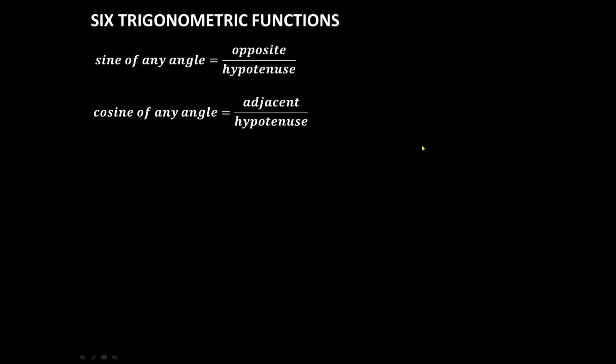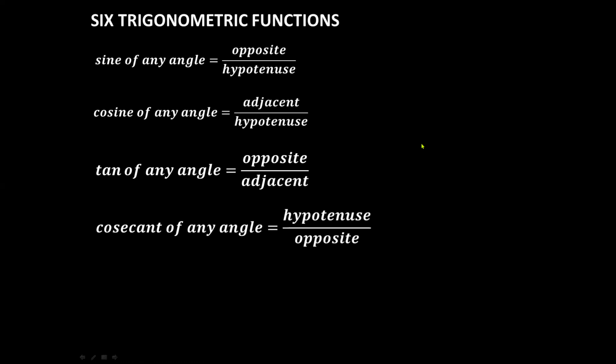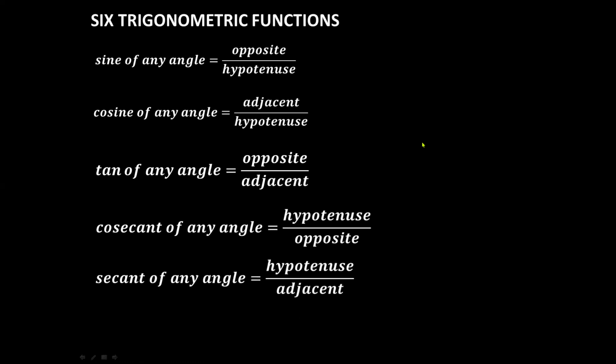Pangalawa, the cosine of any angle is always equal to adjacent over hypotenuse. For the third one, the tangent of any angle is equal to opposite over adjacent. Pangapat, cosecant of any angle is hypotenuse over opposite. And for the fifth one, Julius anak, secant of any angle is equal to hypotenuse over adjacent.